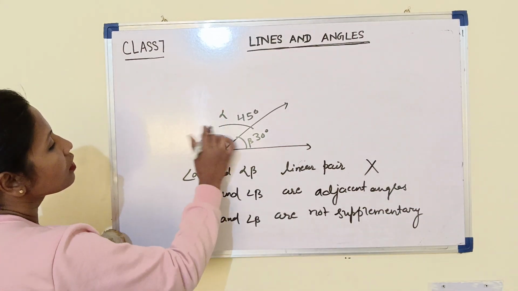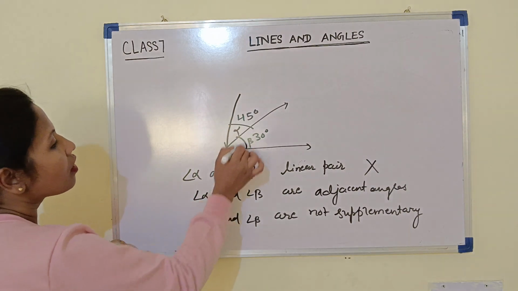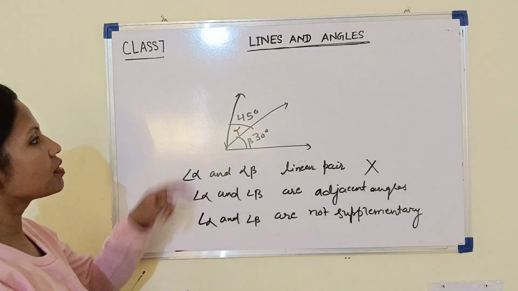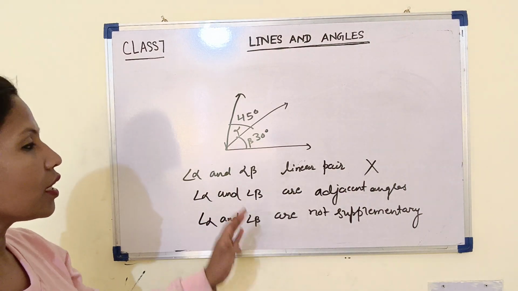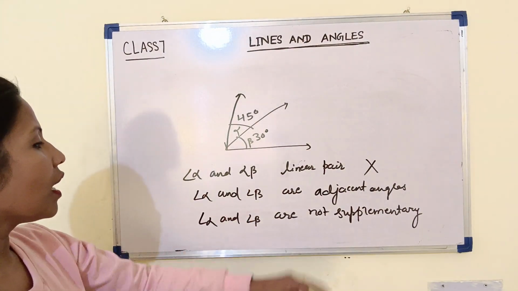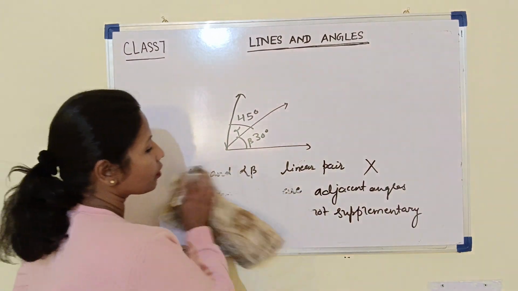So this angle will be kind of this. So this is alpha and beta, and this will be less than 90 degree. Okay. So angle alpha and angle beta are not a linear pair. Angle alpha and beta are adjacent to each other but not supplementary. Okay.